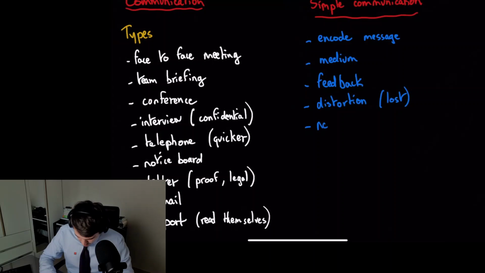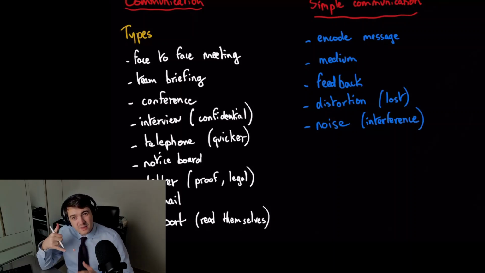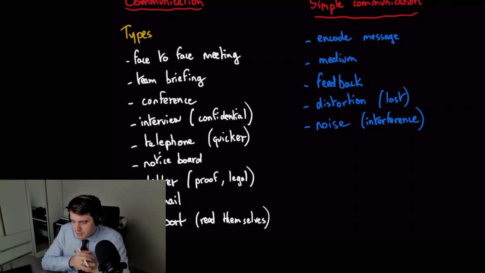And then you have noise. These are interferences. For example, when you're on the phone line, there is noise and you cannot hear people properly, or you're outside and people can't hear you properly, or simply you have very different personalities, so the message is not understood properly. Okay.